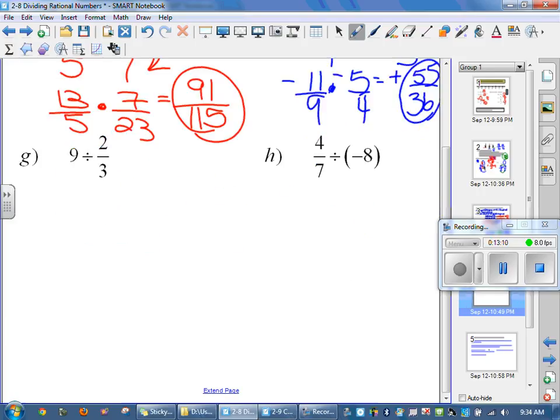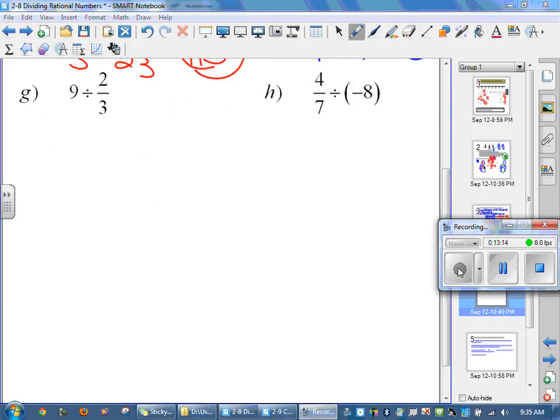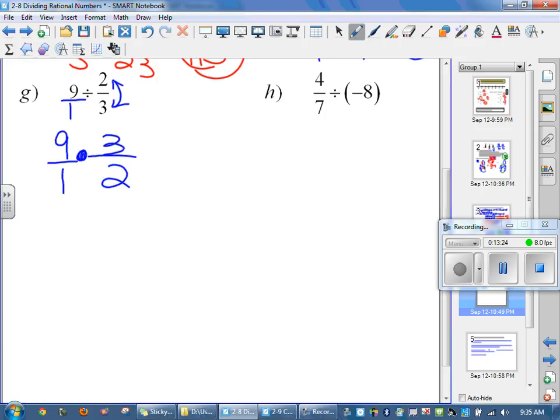The letter G, the 9, you need to put a 1 underneath it to make it into a fraction. We're going to have 9 over 1 timesing by 3 over 2 because I'm going to flip the second one after the divide sign. Now I times tops times bottoms. I'm going to get 27 over 2, and that does not go any lower. So 27 over 2 is your final answer.